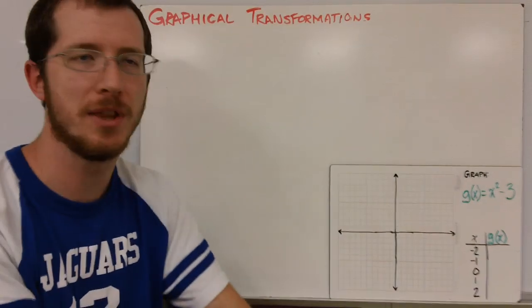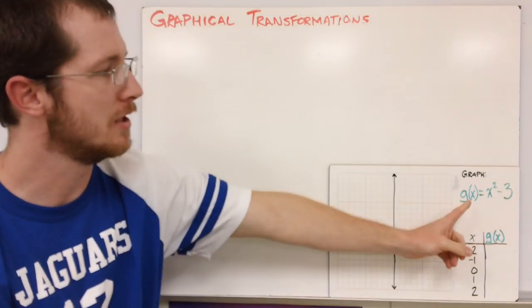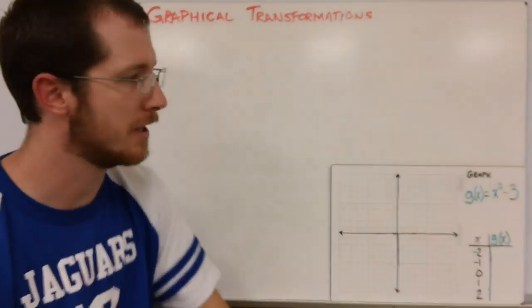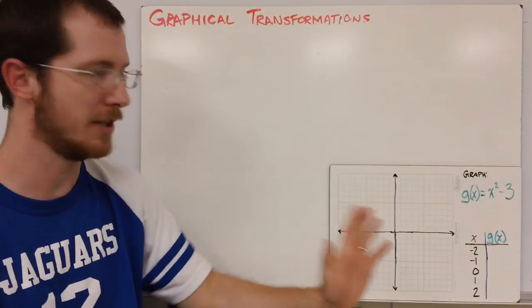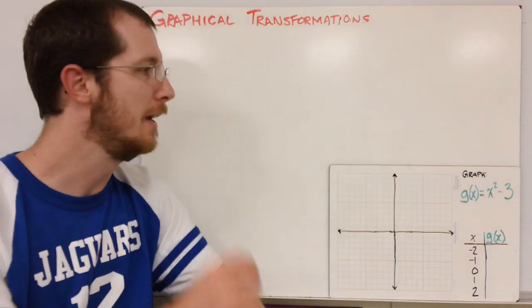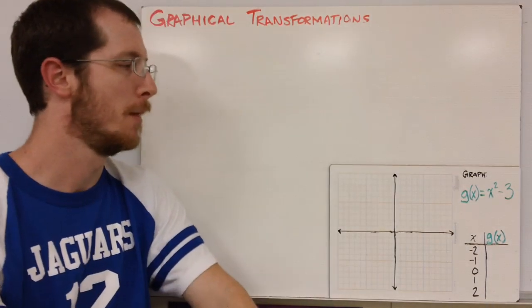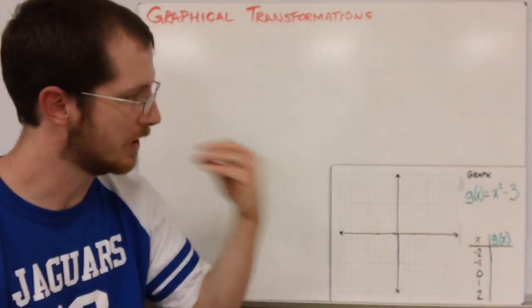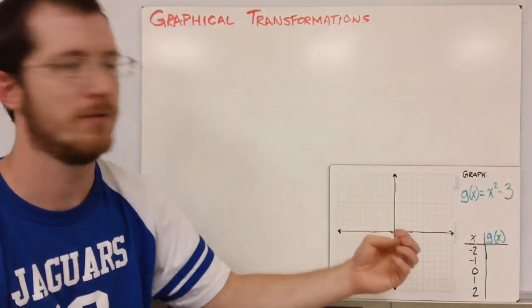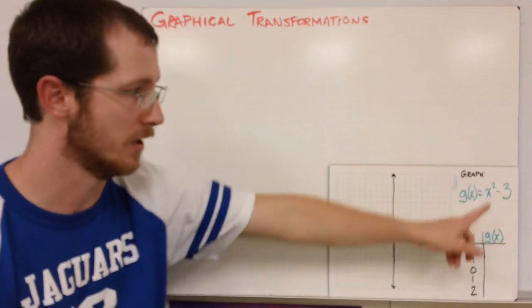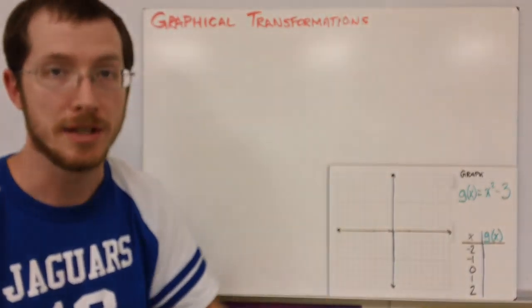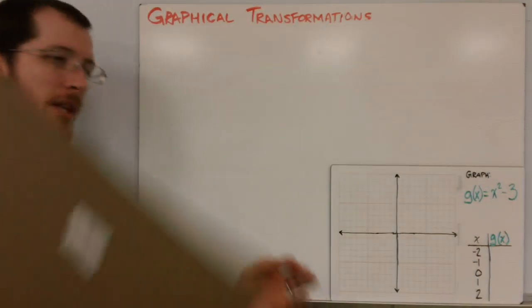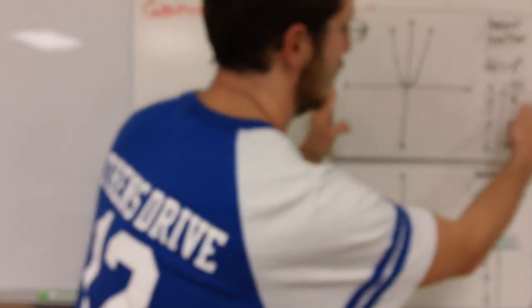So starting off with an example, we've got a function g of x equals x squared minus 3. First thing we want to do is identify what parent function this function is based on. So what's the simplest form of this type of function? We've got an x squared, so this is definitely a quadratic function. So let's start there. Let's graph our parent function.